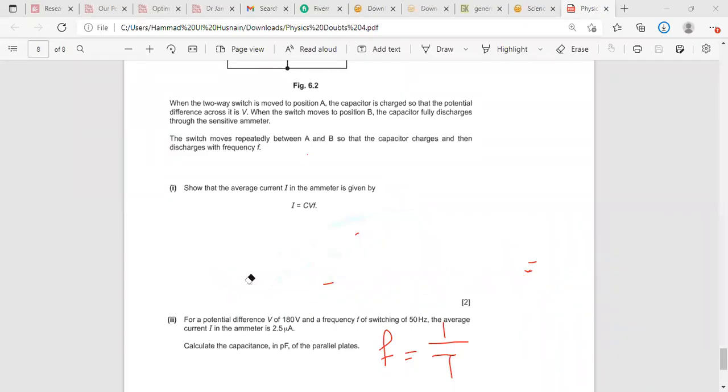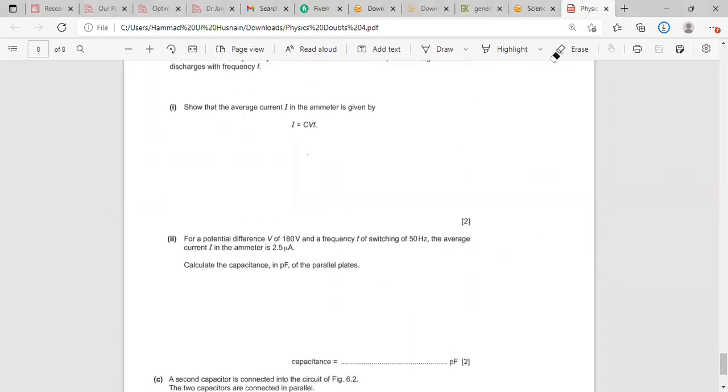So this was the expression I is equal to CVF. We have discussed it. Now there is a numerical related to this expression. It is given that we have a potential difference of 180 volt, a frequency of 50 hertz, and the average current in the ammeter is 2.5 microamperes. Now we need to find the capacitance, right?